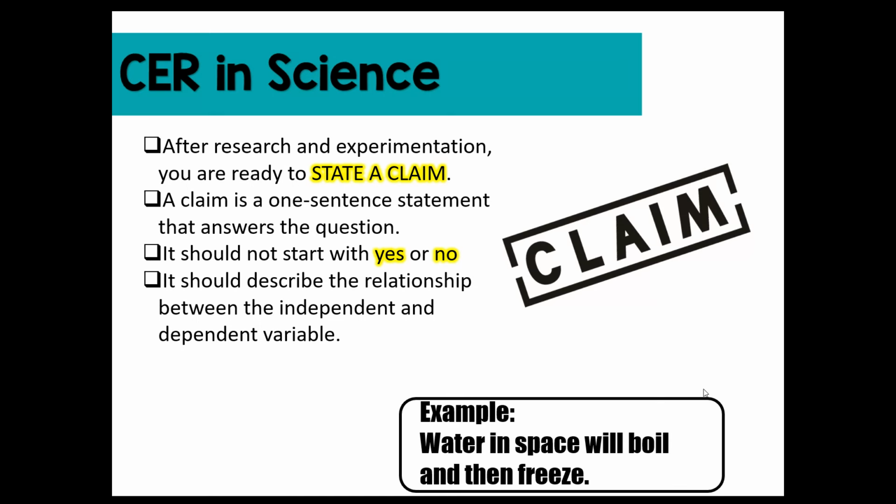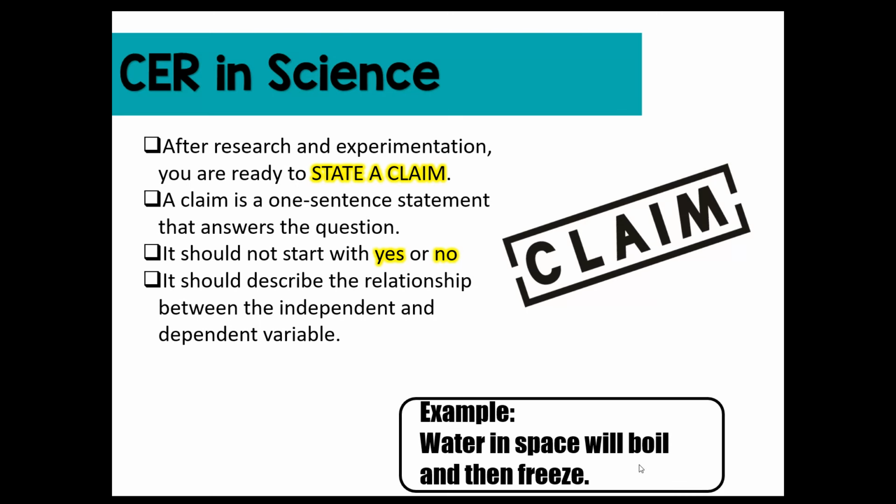Now, after you've done your research on your question, you're ready for the first part of the CER framework, which is to state a claim. A claim is simply a one-sentence statement, no more. It has to be a complete sentence that answers the question. Do keep in mind it cannot start with yes or no, and its purpose is that it should describe the relationship between the independent and dependent variable in the experiment.